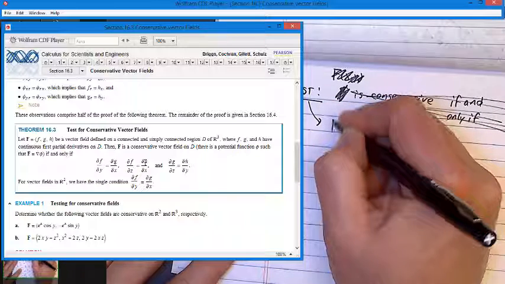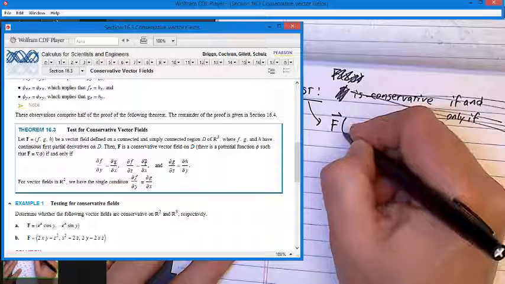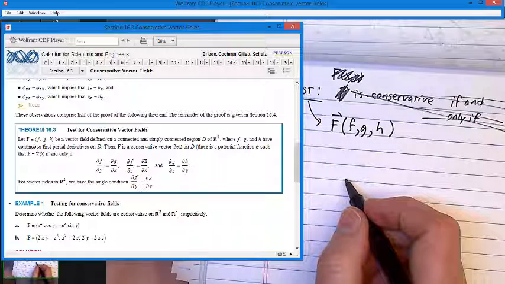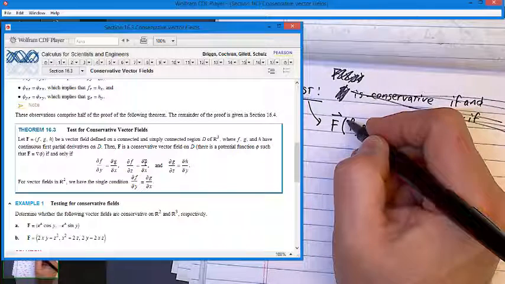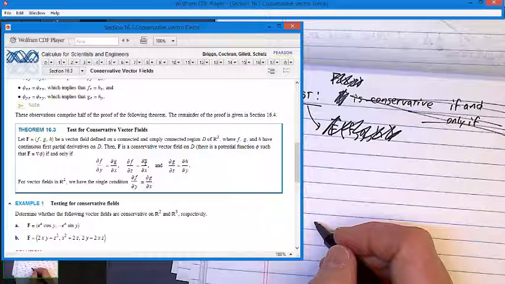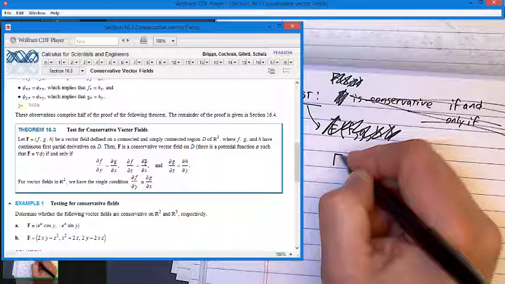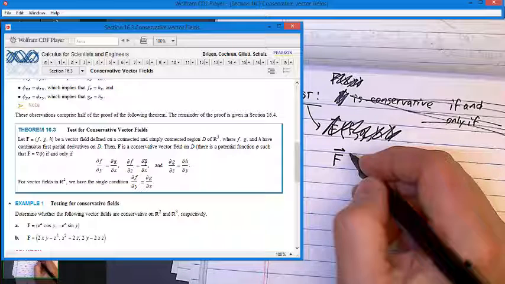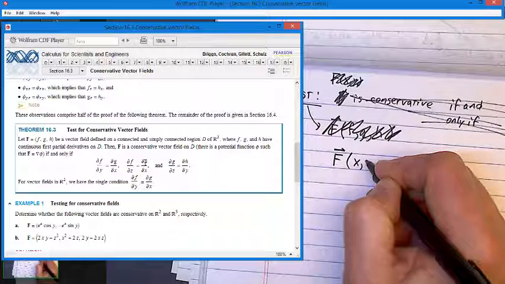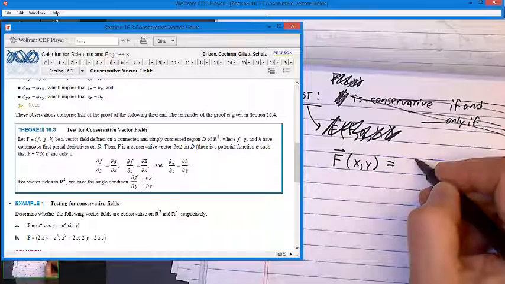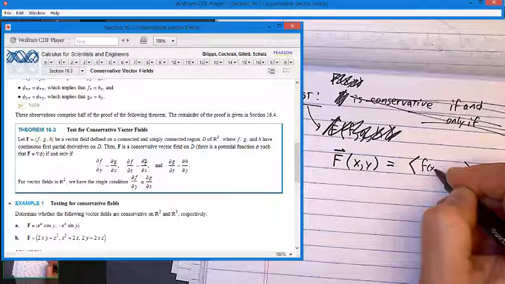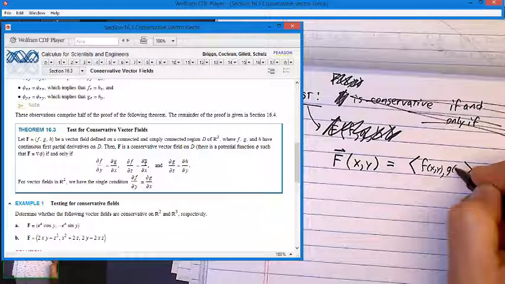The test is for a vector field. Now a vector field has f, g, h as its components. One last try. For our problem, we're just going to do f of xy, let's say. Remember, the way a vector field works is you spit out, let's call it, little f of xy and little g of xy.